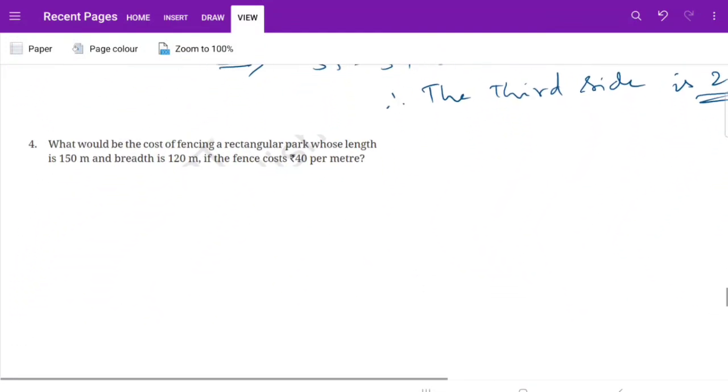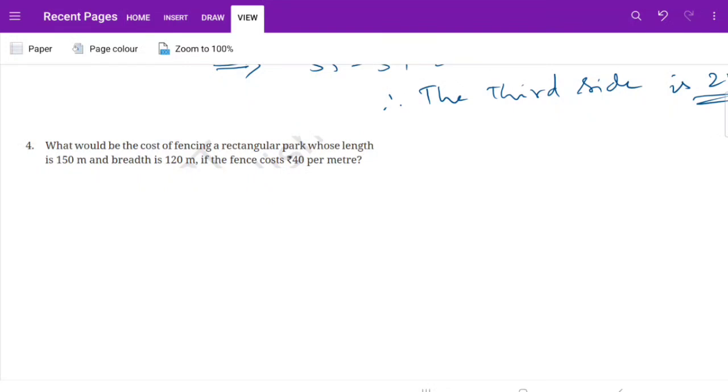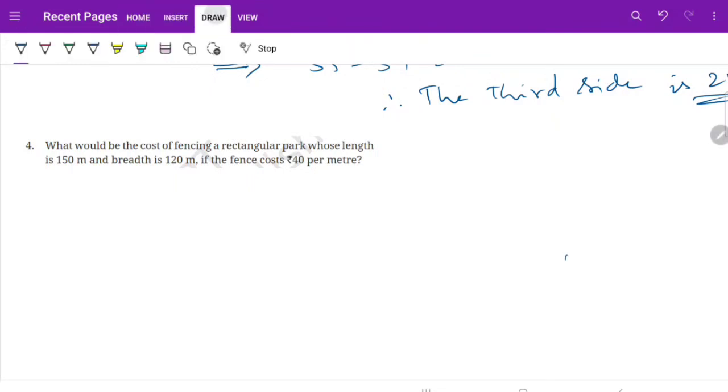Now question number 4. What would be the cost of fencing a rectangular park whose length is 150 meter and breadth is 120 meter? So here we have a rectangular park. We can draw the shape of the rectangle here. I will take this drawing tool. So this is our rectangular park. Consider this as a rectangular park outline.